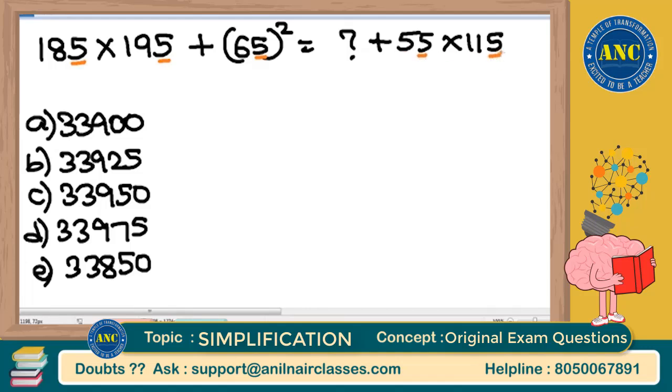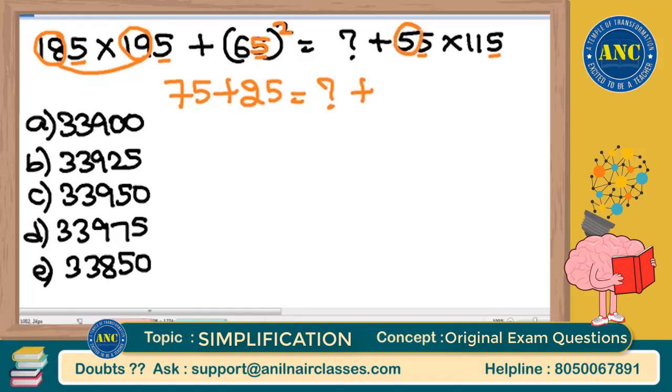Now see here, sir. Listen carefully. 18 is an even number, 19 is an odd number. Even 5 into odd 5, it is 75. Plus, any number ending with 5, when I square it, the last two digits will be 25. So it is equal to question mark plus 5 is an odd number, 11 is an odd number. Odd 5 into odd 5, same family, it is 25. 75 plus 25 is equal to question mark plus 25.